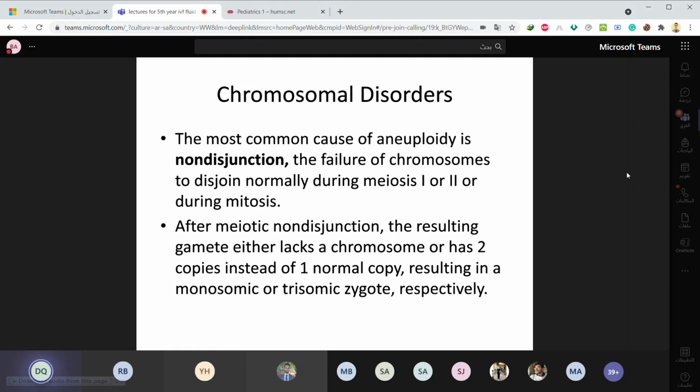The most common cause of aneuploidy is non-disjunction. Non-disjunction means the failure of chromosomes to disjoin normally during meiosis 1 and 2 or during mitosis. After meiotic non-disjunction, the resulting gamete either lacks a chromosome or has 2 copies instead of 1 normal copy, resulting in a monosomic or trisomic zygote respectively.